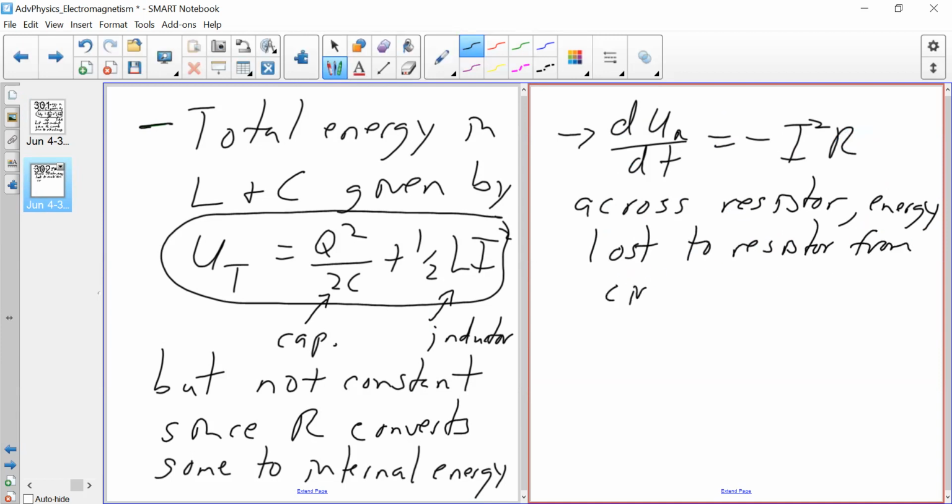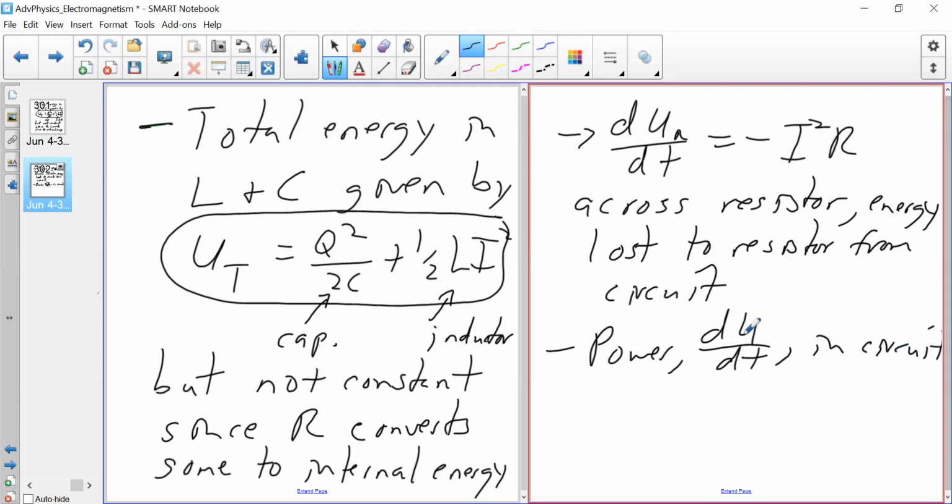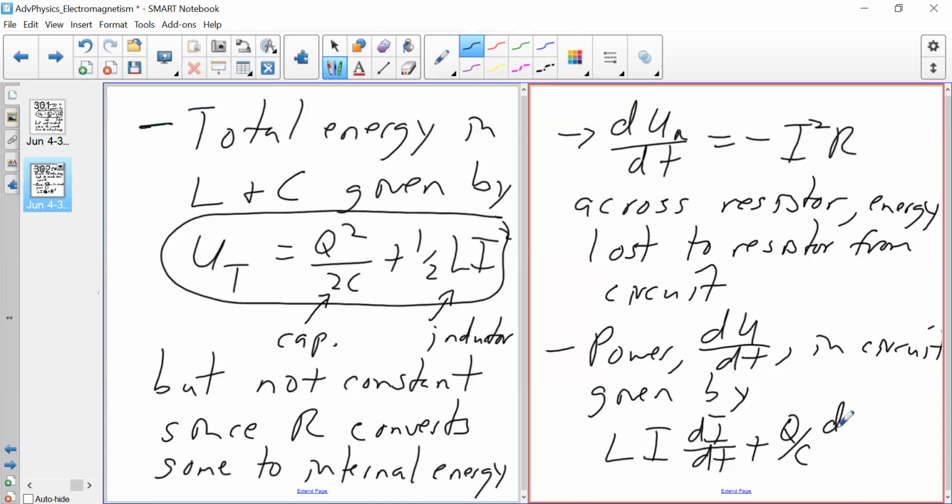And it's all about perspective. The perspective here is the circuit. We're losing it to the resistor. And if we close the entire thing off, the entire thing is conserved. So now the power, dU/dt of the entire circuit, the RLC circuit, in the circuit is given by L i di/dt plus Q over C dQ/dt equals negative I squared R.